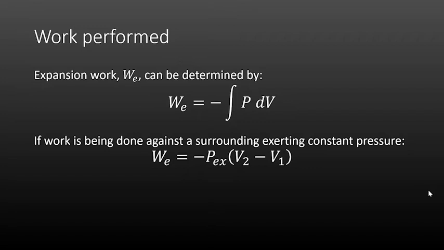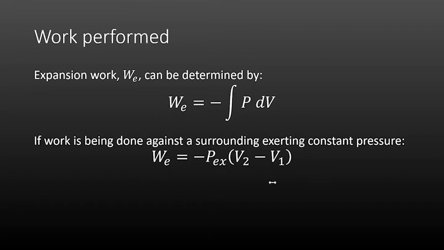From this definition, we can generalize that no expansion work is done if there is no change in volume, because for constant volume systems, V2 minus V1 is equal to 0, therefore expansion work is equal to 0 as well. This is the case for systems with rigid boundaries which do not allow for expansion. Also, no expansion work is done if the external pressure is 0. That would be if the expansion is done against a vacuum.